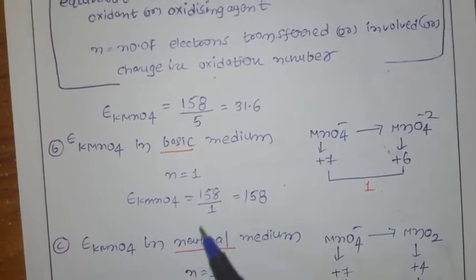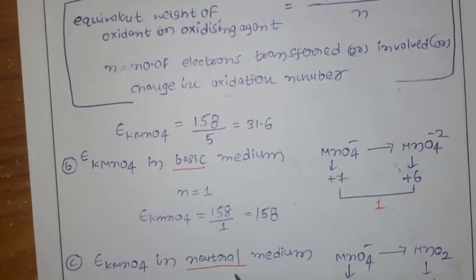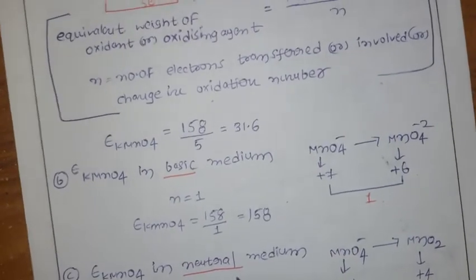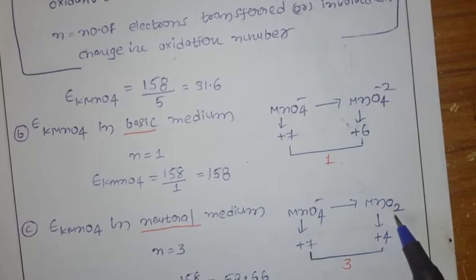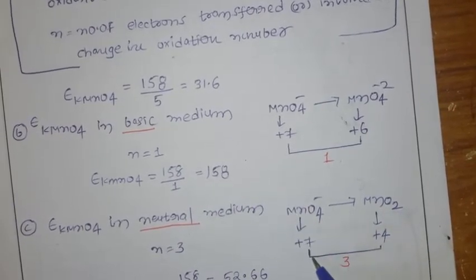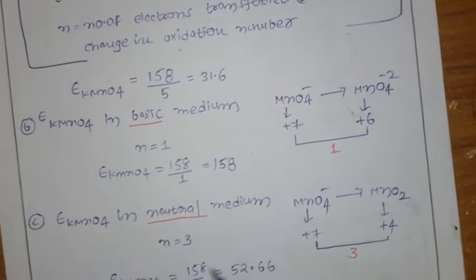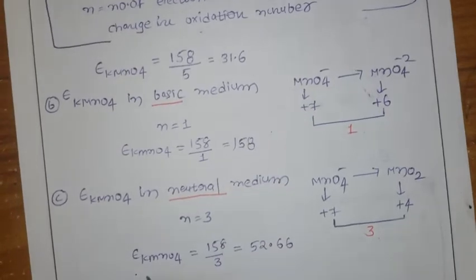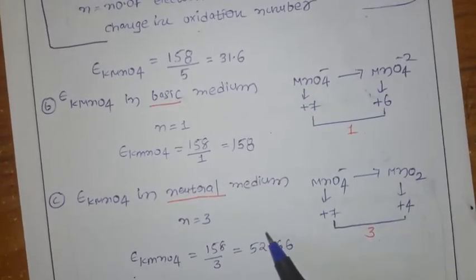Next, equivalent weight of KMnO4 in neutral medium. We discussed acidic and basic medium, where the reaction takes place in acid or base; now we have the neutral medium. What reaction is going on? MnO4 minus is converted into MnO2. If you calculate the oxidation number of manganese, it is +7 here and +4 here. The difference is 3, so N equals 3. The equivalent weight of KMnO4 is 158 by 3.